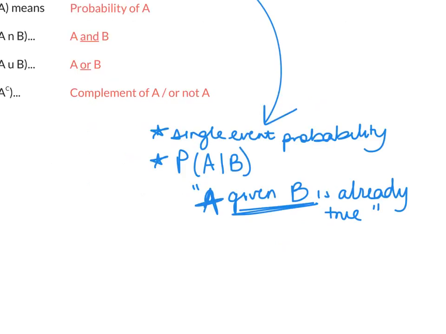Another way to think about that is maybe to replace this word given, because you're going to read given, but you can replace it with the word if. The probability of A if B has already happened. So we're going to look at how we calculate that and kind of how that plays out.